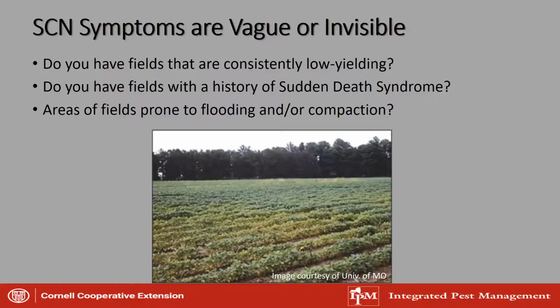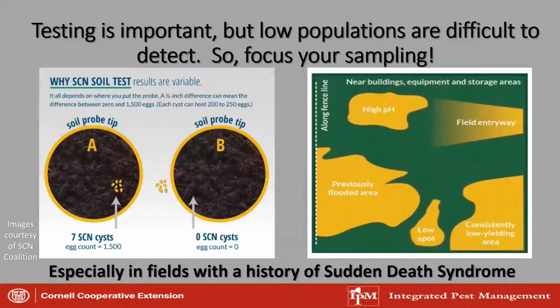And then focus on areas of the field that are compacted or prone to flooding. The nematode seems to like that. So the image on the right here is just emphasizing those areas of the field where you might want to focus your sampling, where you'd be most likely to find it first. But even so, you might test a field and get a negative result, but that doesn't necessarily mean that you don't have it. It just means you didn't find it.